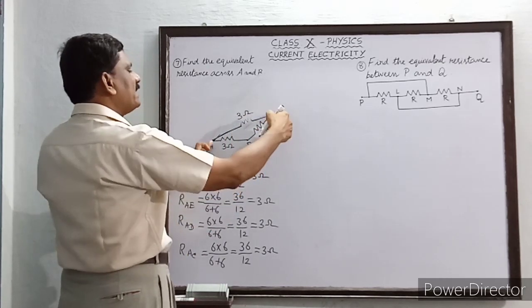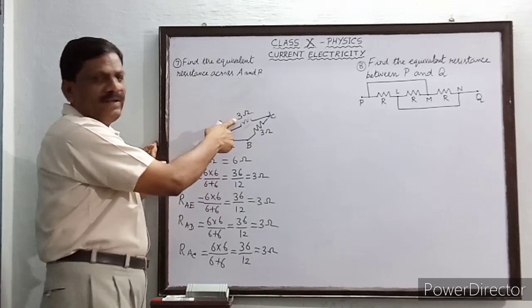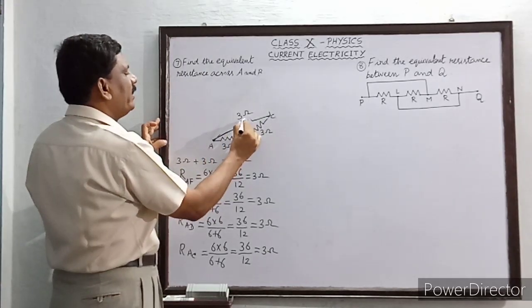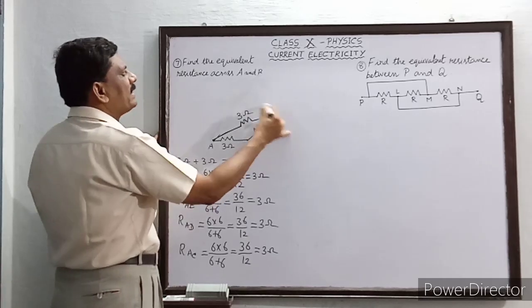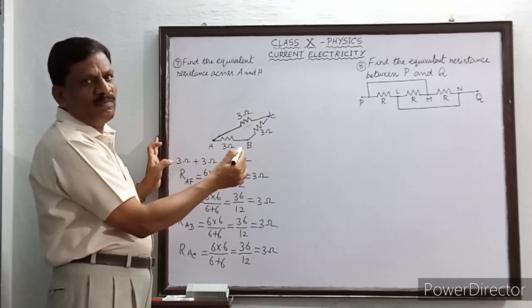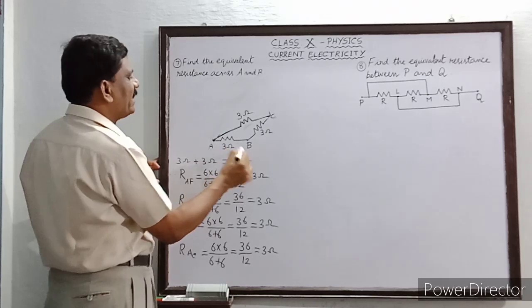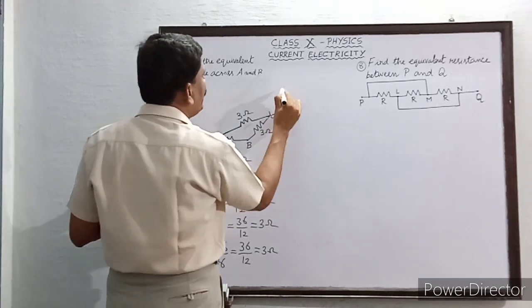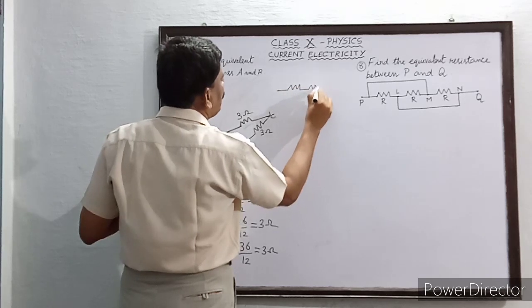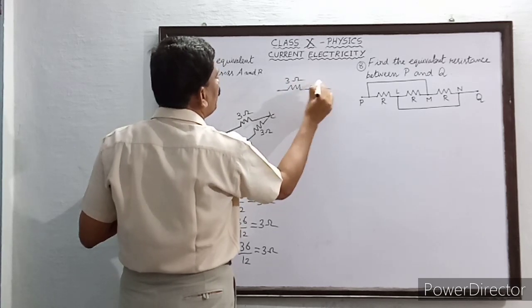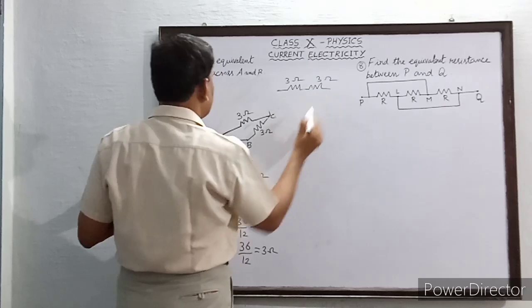Because the effective resistance across AC is now 3 ohm only. So this 3 ohm resistance is in series with this 3 ohm resistance. So what is the effective resistance? It is 6 ohm, is it not? So finally the circuit is getting reduced like this. That is, it is 3 ohm in series with another 3 ohm. Okay, this is 3 ohm and this is 3 ohm.